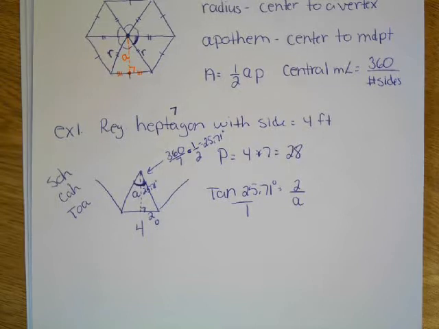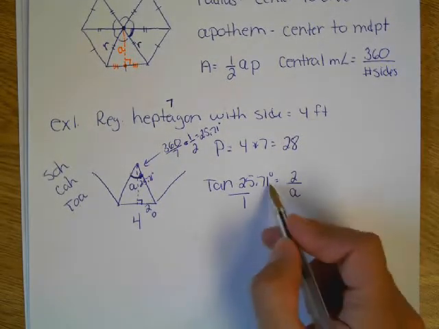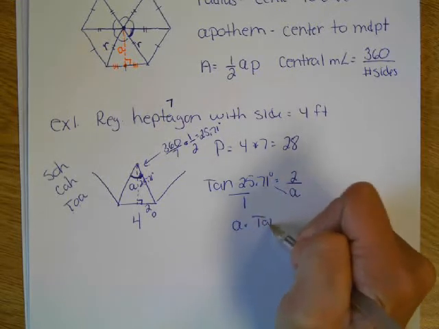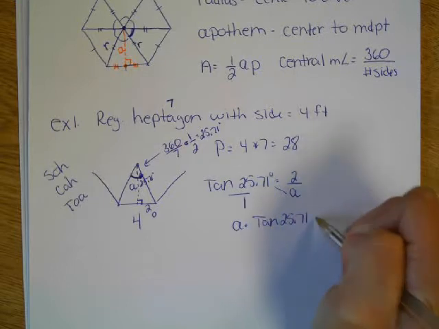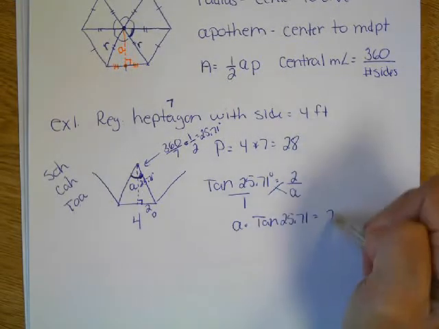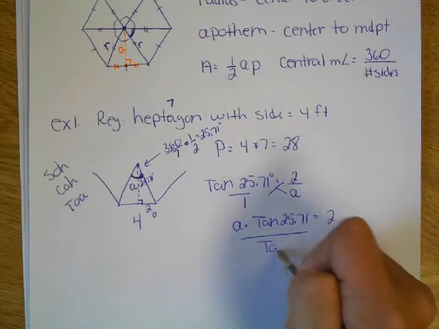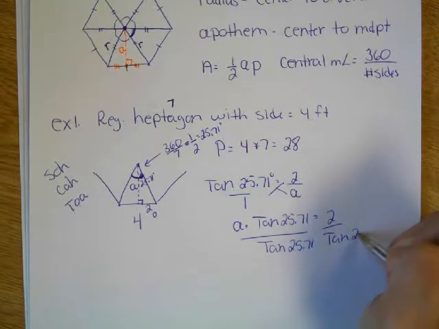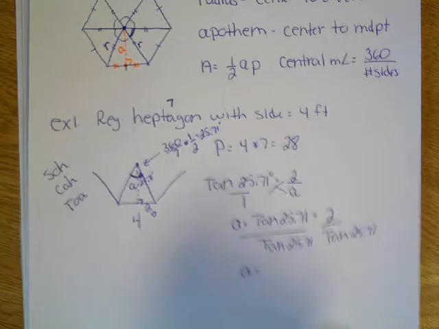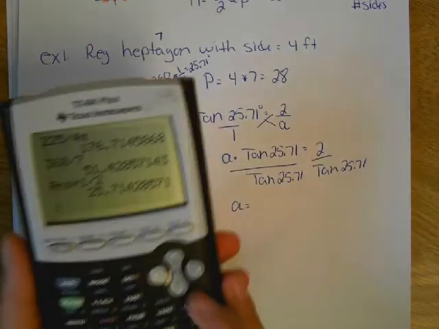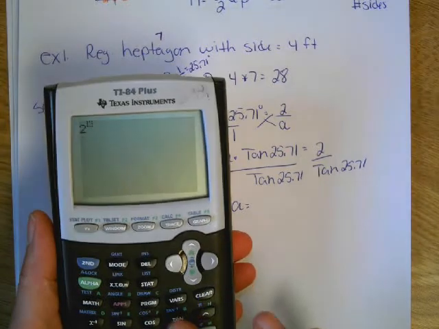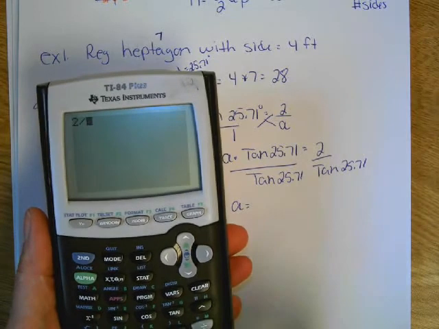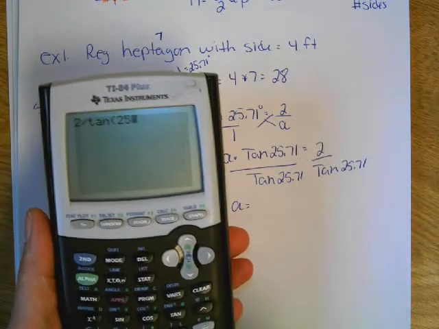I'm going to do some cross products. Hopefully you learn this trig, or you're going to be stuck in this section. So the apothem gets multiplied by the tan of 25.71. 2 gets multiplied by 1. Divide. So the apothem value is 2 divided by the tan. Oops, I hit the wrong thing. Delete. Divided by the tan of 25.71.